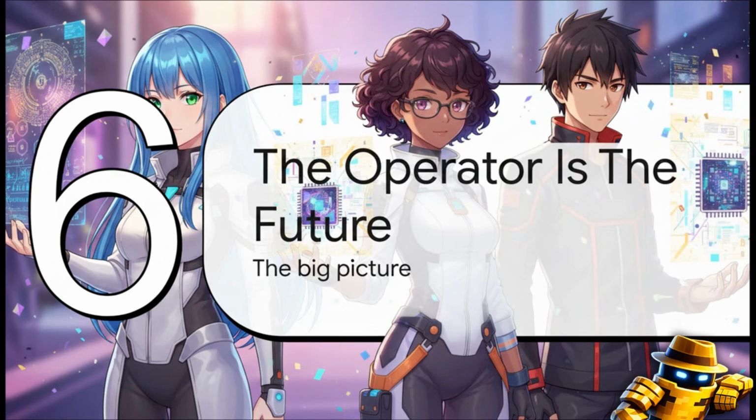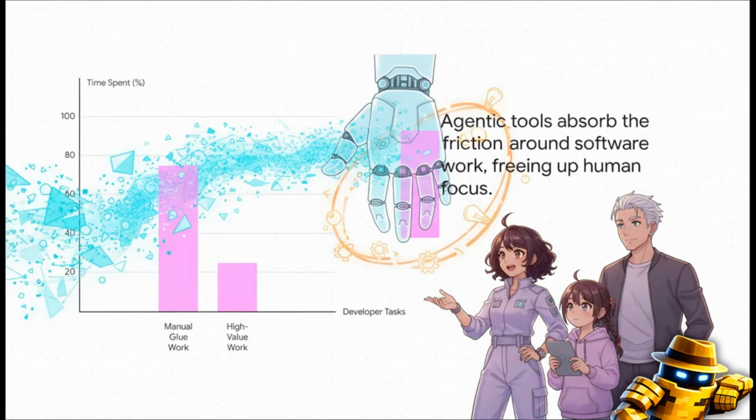And that brings us to our final section. Because honestly, the tool itself is really cool, but the huge shift it's a part of, that's the real story here. The future is about the AI operator. Just look at this. The number one benefit of tools like this is staring us right in the face. They take all that awful manual glue work, that giant bar on the left, and they just absorb it. And that frees us up to focus on the stuff that really matters, the high-value, creative problem-solving on the right. The machine takes care of the grunt work.